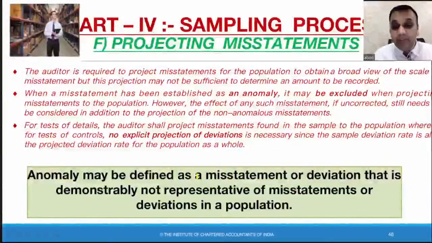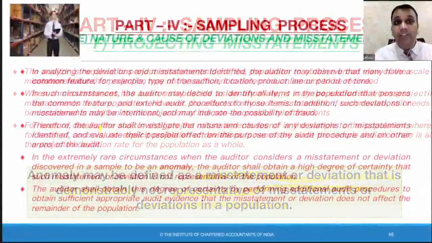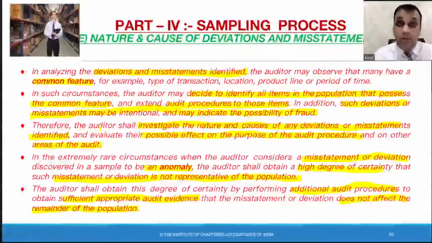Anomaly may be defined as a misstatement or deviation that is demonstrably not representative of misstatements or deviations in a population. Something, a misstatement or deviation that is seen in a sample but not found in the population. How could it be? I need to check more. Because I have found an anomaly. That misstatement or deviation found in a sample but is not representing in the population. That is an anomaly. So the auditor will evaluate the nature and cause of such deviations and misstatements found in the samples.